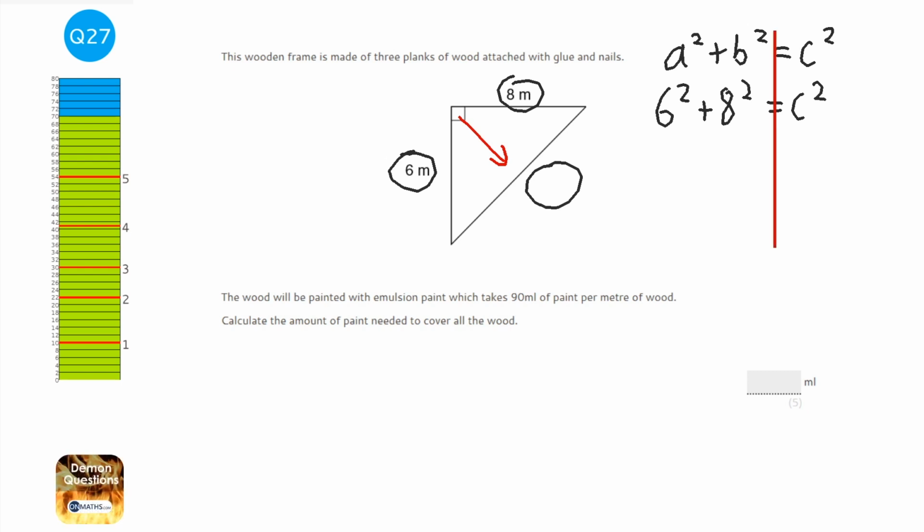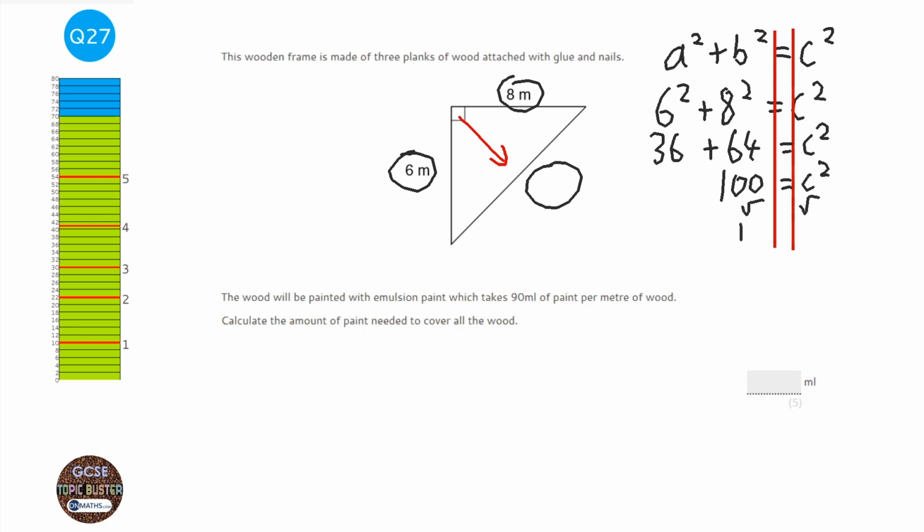So I always put the lines down at the equals. So 6 squared is 36, 8 squared is 64, which equals c squared. 36 plus 64 is 100, equals c squared. What I'm going to do is just square root both sides, so c will equal 10. Now when you square root you get a negative as well, but since it's a length it can't be negative, so it's just going to be 10. So c is 10, so we know that that's going to be 10 metres.